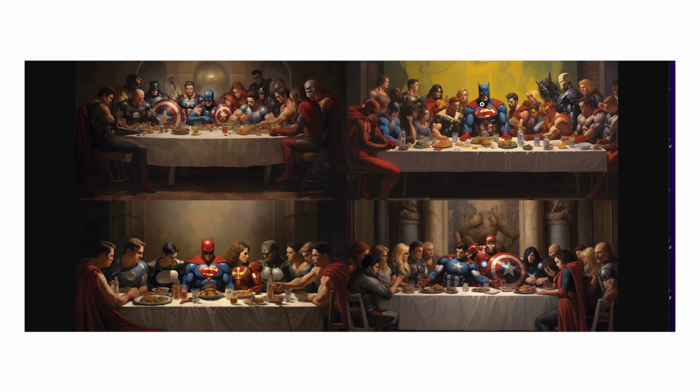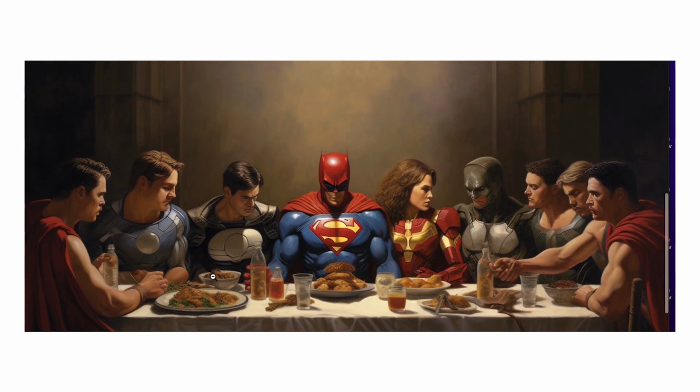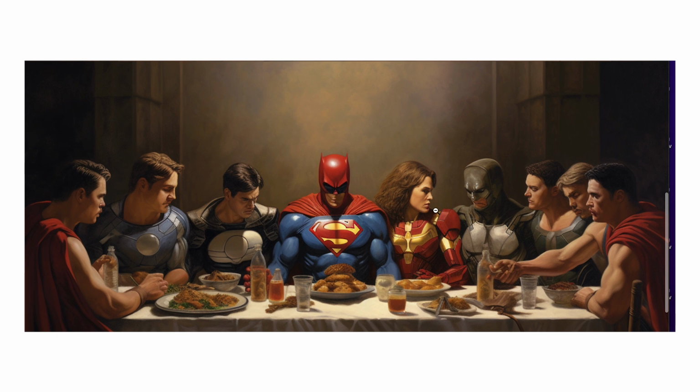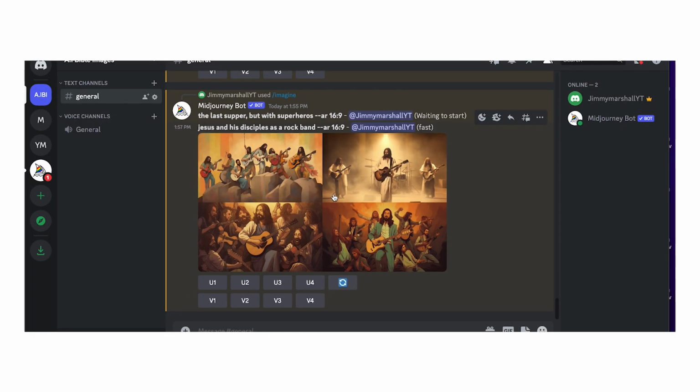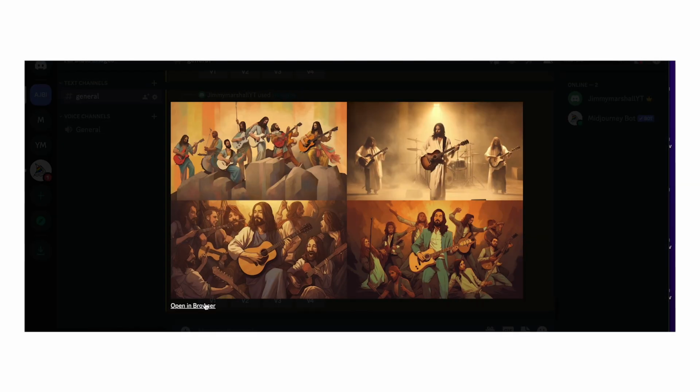But it's either Batman, Superman, or Captain America that is represented as Jesus, that they went with. It's controversial, and they're eating what looks like fried chicken, which I think is also biblically accurate, with plenty of seasonings. That's right. That would have been. All right. So here's Jesus and his disciples.